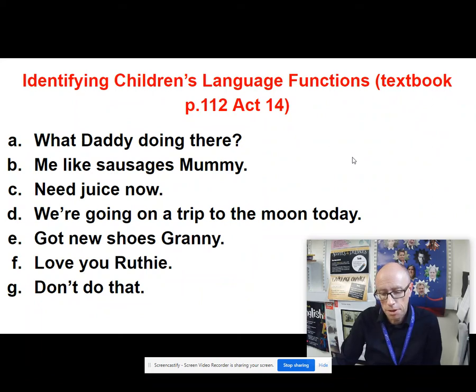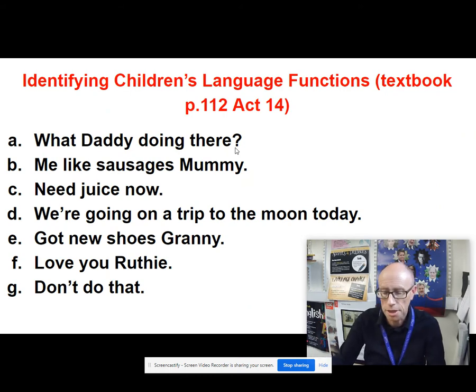Okay, I'm assuming that you have done that. So A, "What's Daddy doing there?" Now, incidentally, most of these are telegraphic pieces of speech where they're non-standard because you've got ellipsis going on, so you've got the missing out, in this case, on A, of the primary auxiliary verb "is": "What is Daddy doing there?" In terms of these functions, however, surely this is heuristic. So this is a child who is asking questions in order to find out what is going on in the environment. So asking questions.